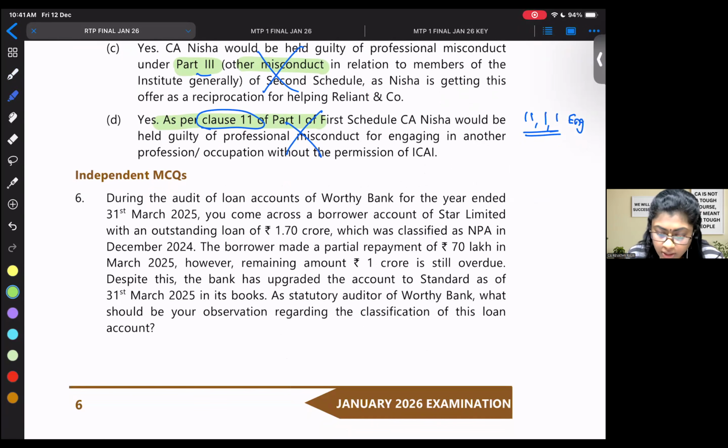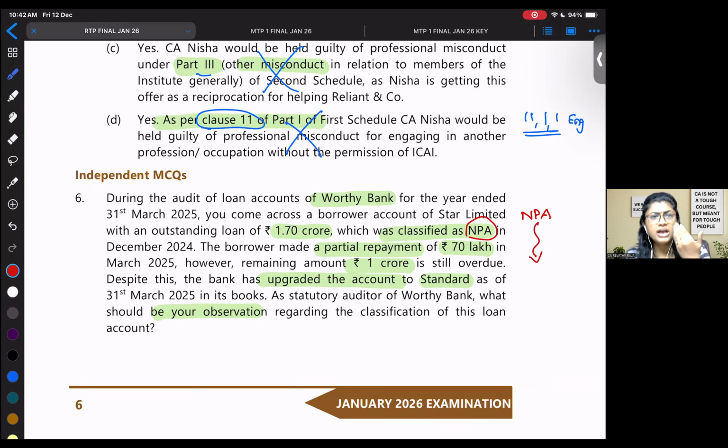Now, can you read? During the audit of loan accounts of a bank, on 31st March, you come across a borrower account of Star Limited with an outstanding loan of 1.7 crores, which was classified as NPA. The borrower made a partial repayment of 70 lakhs in March. However, the remaining 1 crore is still overdue. Despite this, the bank upgraded the account to a standard asset. As an auditor, what would be your observation? Wait. Initially, it was what account? Performing or non-performing? Initially, they had classified it as non-performing. Now, there was a remittance.